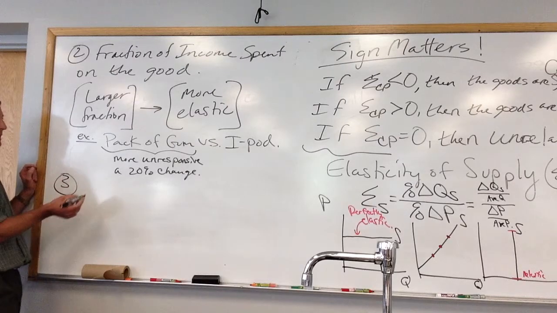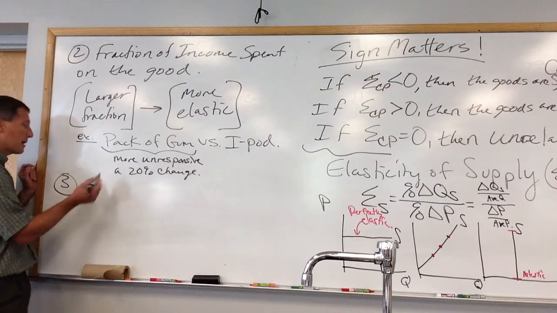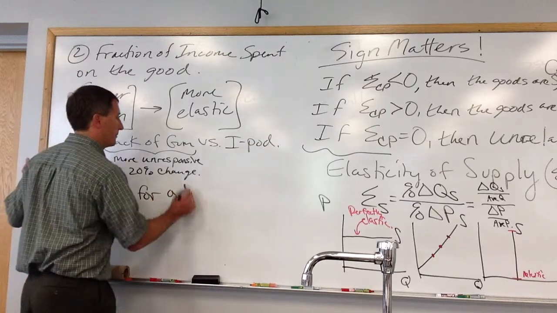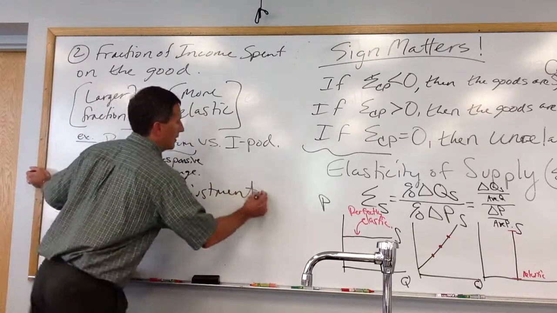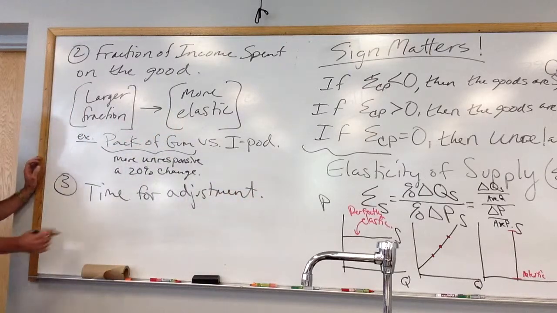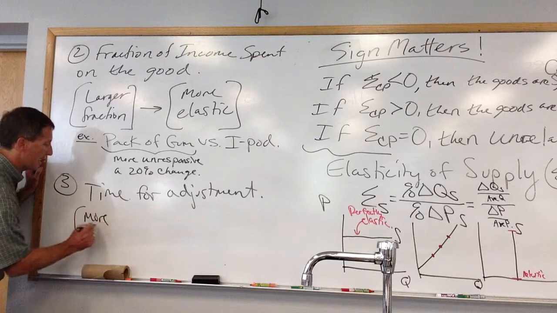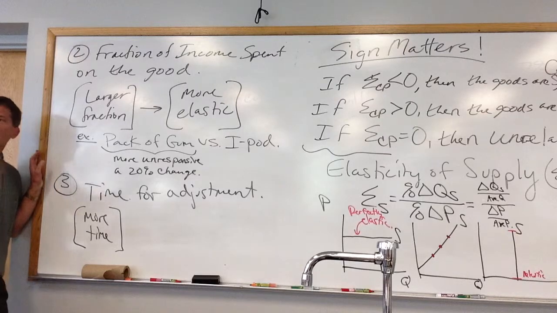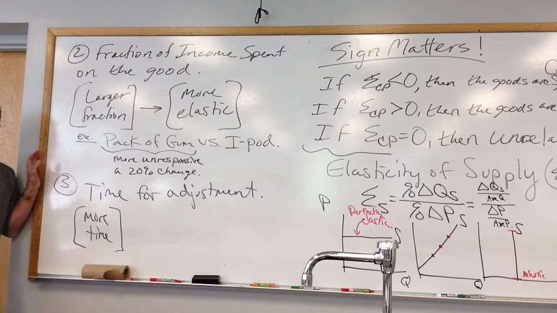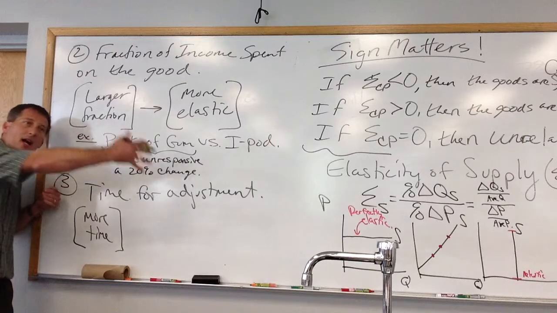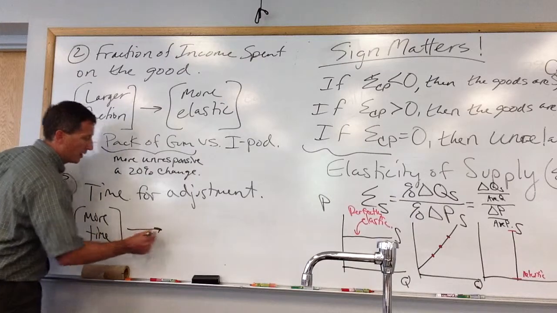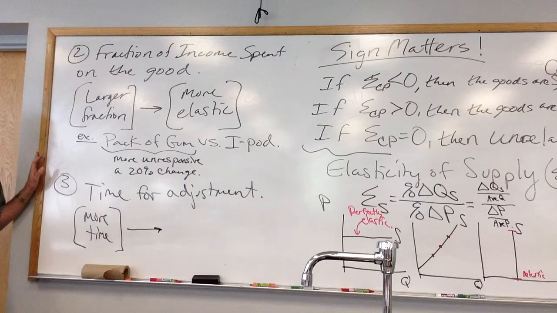Okay, let me get through this last one here. Time for adjustment. Instead of how are you going to react today, we say how are you going to react in a month, or in a year. If we give you more time to adjust your behavior, is that going to lead to a more elastic demand or a less elastic? I'm going to go with less elastic. Less?